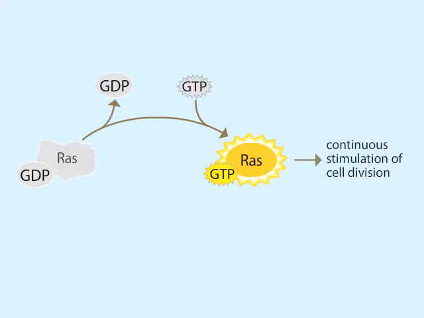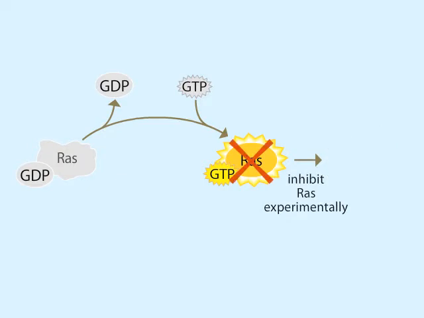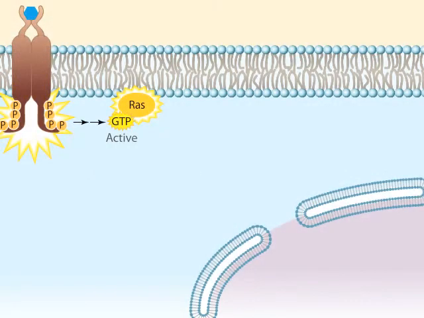If the abnormal form of RAS is inhibited in some way, the cells stop dividing. This discovery has led to a major effort to develop specific RAS inhibitors for cancer treatment. Let's return to the normal form of RAS. After it becomes activated, it activates a protein kinase called RAF.